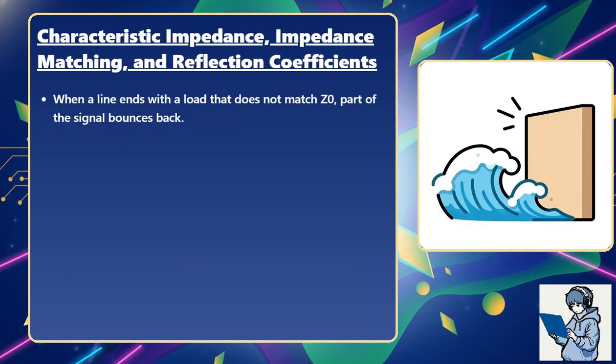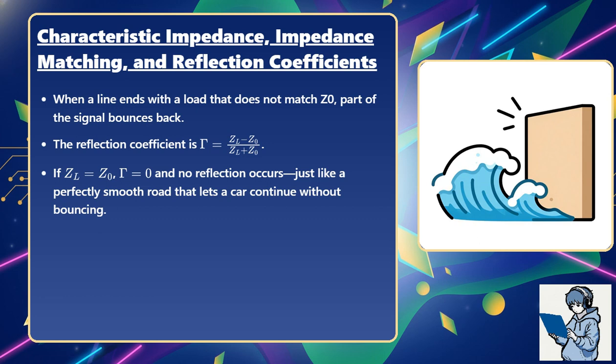When a line ends with a load that does not match Z0, part of the signal bounces back. The reflection coefficient gamma equals open parentheses Z sub L minus Z0 close parentheses divided by open parentheses Z sub L plus Z0 close parentheses. If Z sub L equals Z0, gamma equals 0, and no reflection occurs, just like a perfectly smooth road that lets a car continue without bouncing.